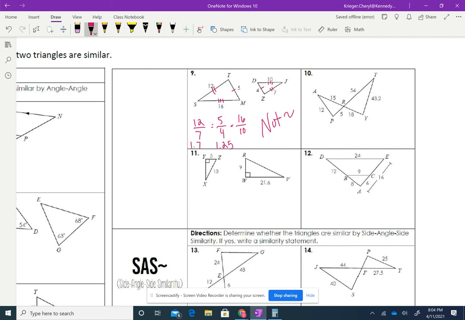Okie dokie. Number 11. They give us YZ is the smallest one that goes with the 9. Okay, and for some reason, they give us the hypotenuse with nothing here, and the other leg with, what in the world? Okay, so I guess we're going to have to do a little bit of math here. So let's use Pythagorean theorem.